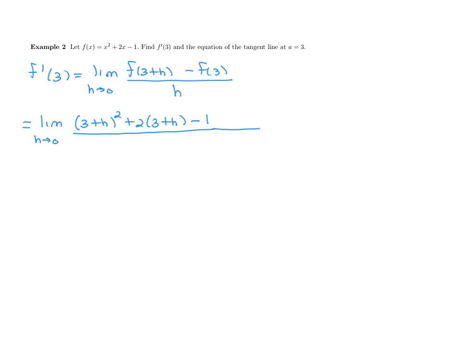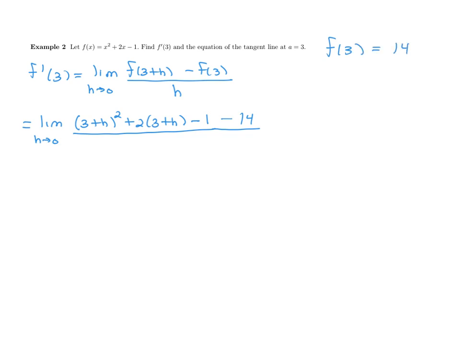This thing here is simply taking this equation and replacing all the x's with a 3 plus h. I now want to subtract whatever f of 3 is equal to. And that means you put 3 into this function. So it's 9 plus 6, that's 15, minus 1 is 14. So I'll note off to the side here that f of 3 is actually equal to 14.